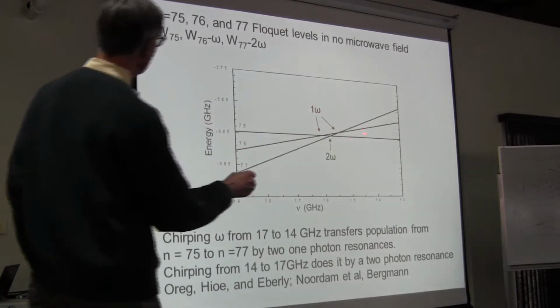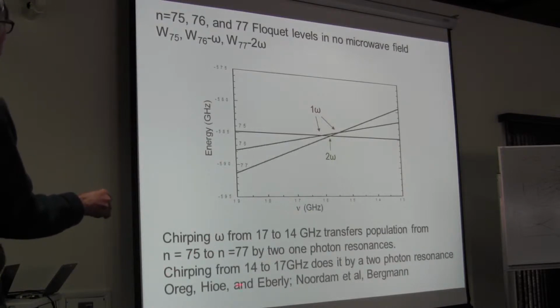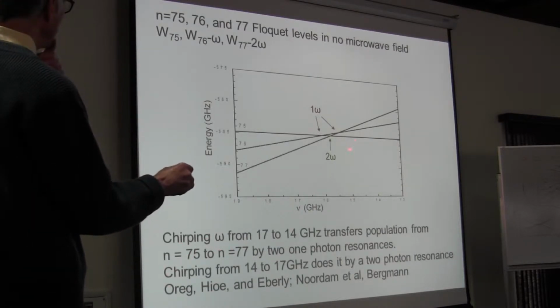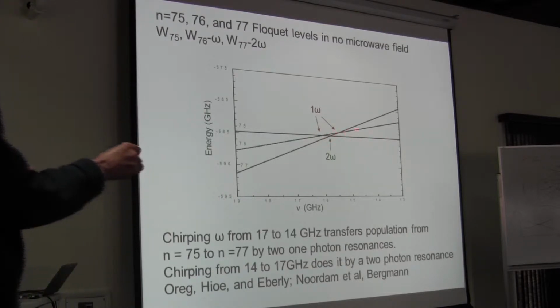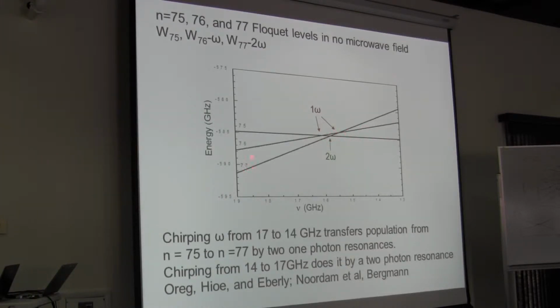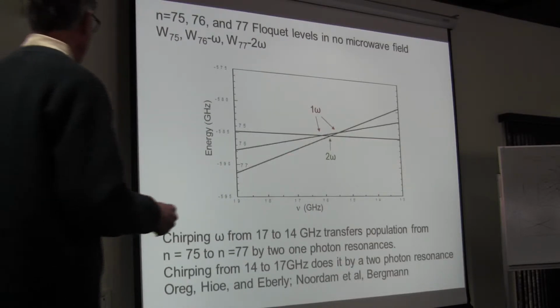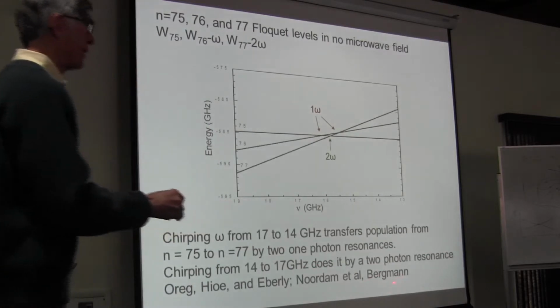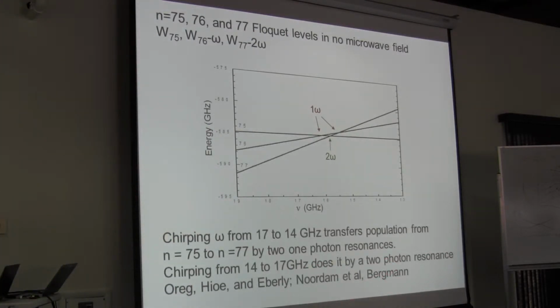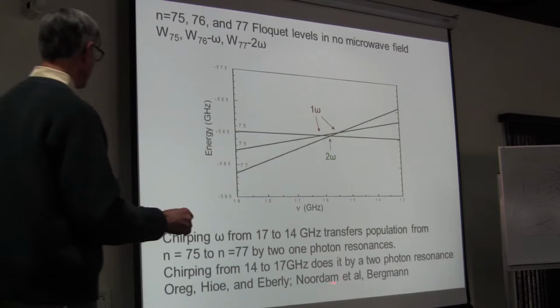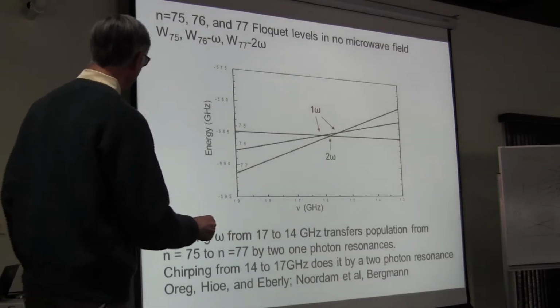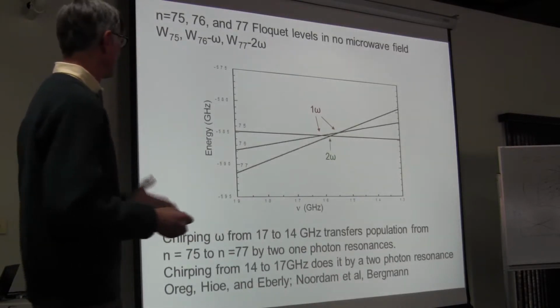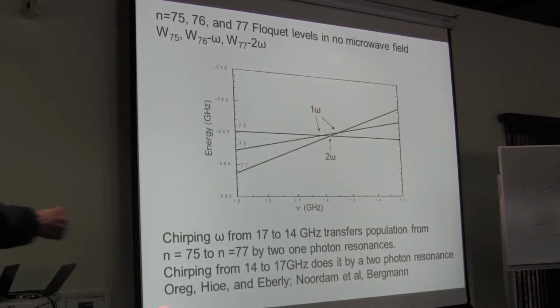On the other hand, I could in fact start in n equals 75 at 14 gigahertz, chirp the field the other way, and go through this two photon avoided crossing and wind up in n equals 17. I mean, so this is backwards, right? So this is in fact similar to Bergman's counterintuitive pulse sequence. And experiments like this were done by Murdom et al. And of course, anything having to do with manipulating atoms by multi-photon processes was always done first by everyone.